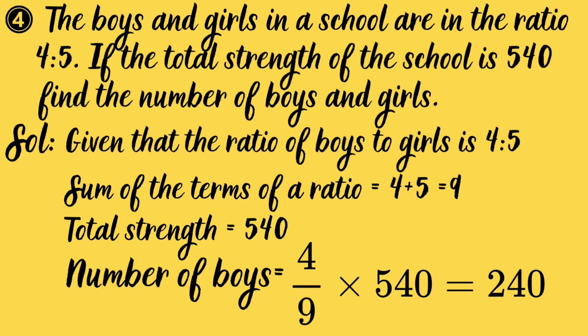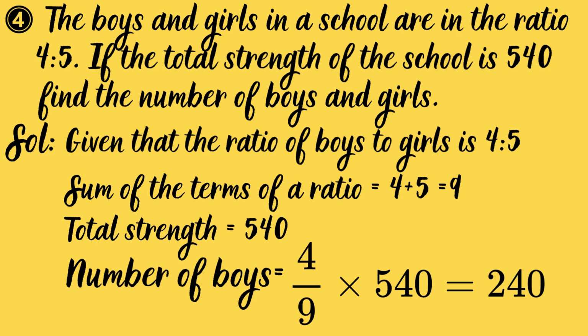The fourth problem: the boys and the girls in a school are in the ratio 4 is to 5. If the total strength of the school is 540, find the number of boys and girls. So now the ratio of the boys to girls is given as 4 is to 5 and the sum of the terms of the ratio is 4 plus 5, which is equal to 9.